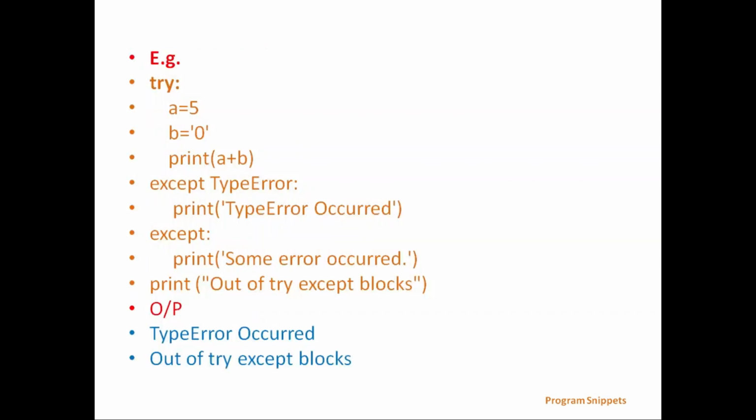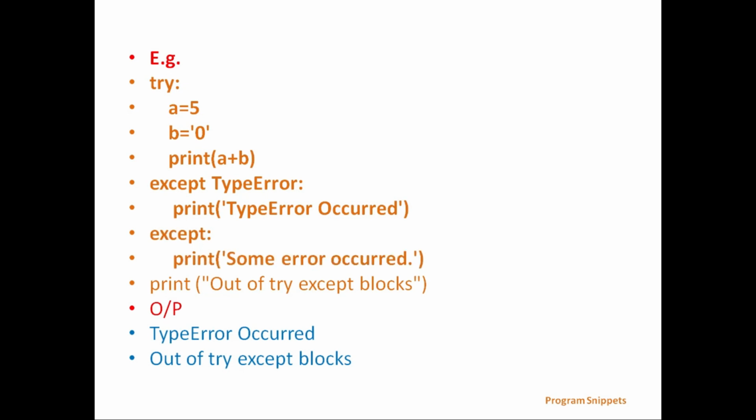For example, inside the try block we have defined the variables a, which is initialized with 5, and b, which is initialized with 0 as a string type, and we print a plus b. Inside the except block we have defined TypeError, and if this type of error occurs it will print "type error occurred". We have also defined a default except block which will print "some error occurred". And outside the try block we have printed "out of try except block".